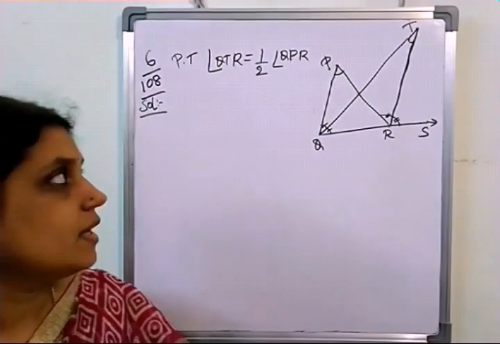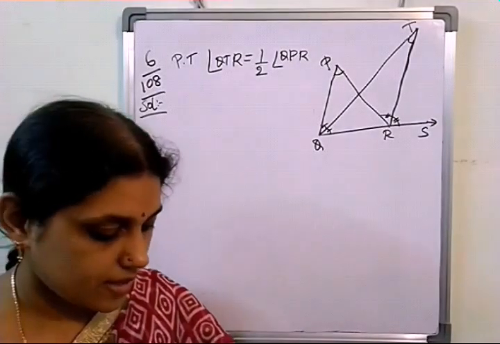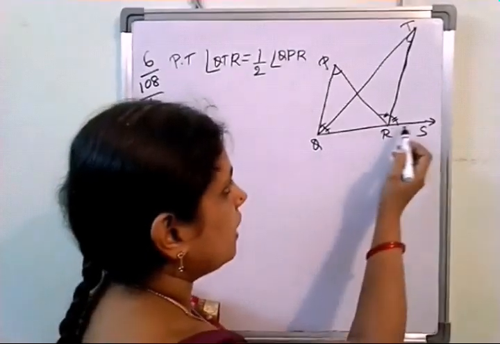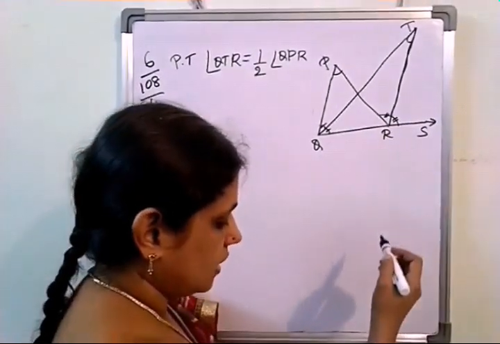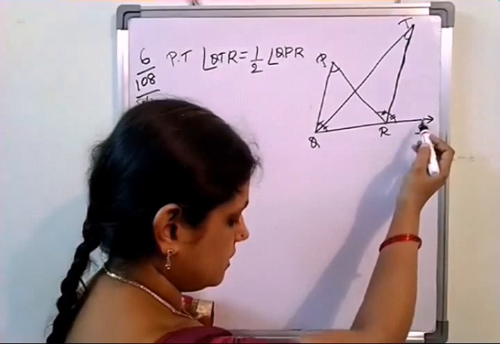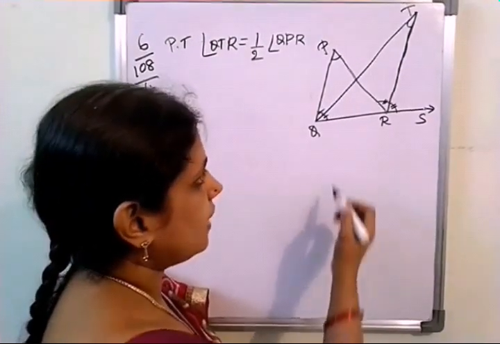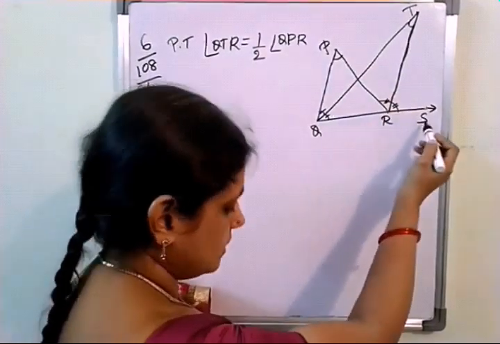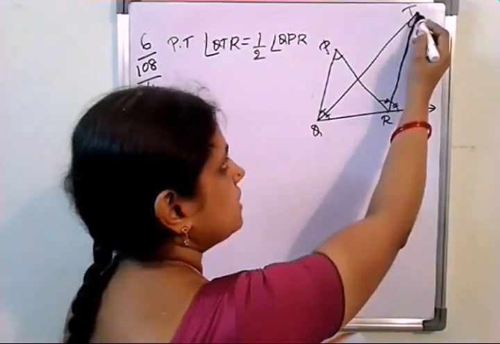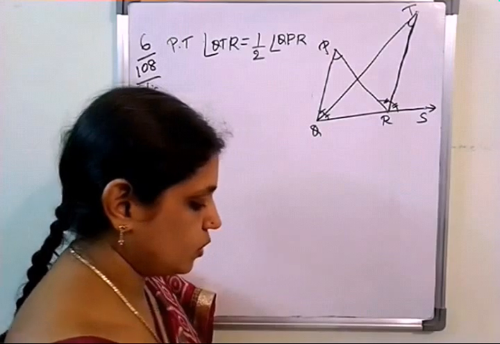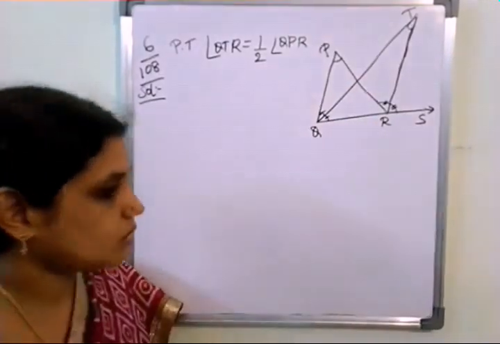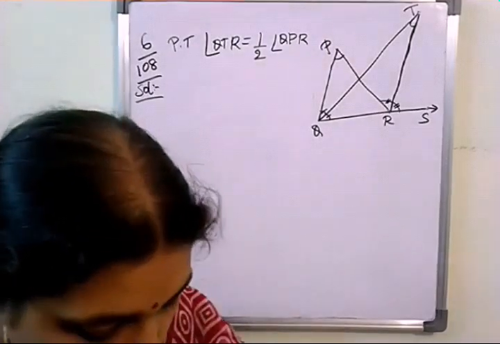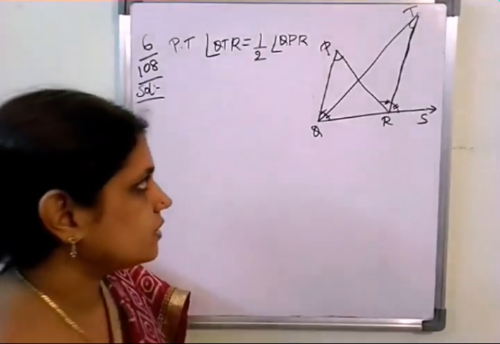Now next sum, that is the sixth sum. The side QR of triangle PQR is produced to a point S. If the bisectors of angle PQR and angle PRS meet at a point T, then prove that angle QTR equal to half angle QPR. That is the question.